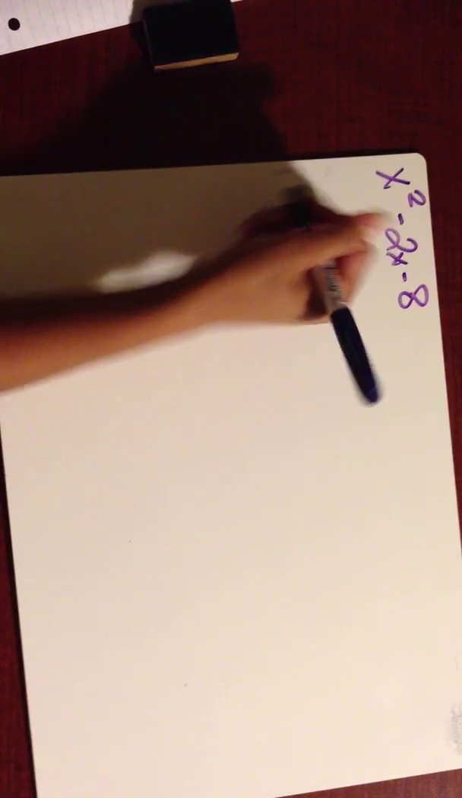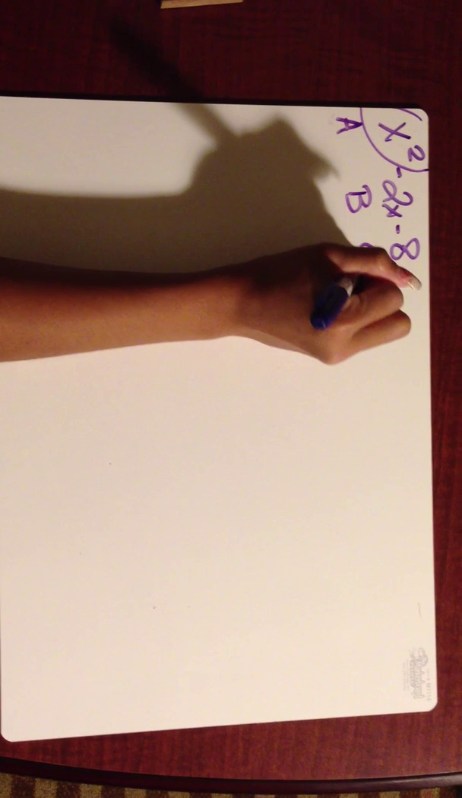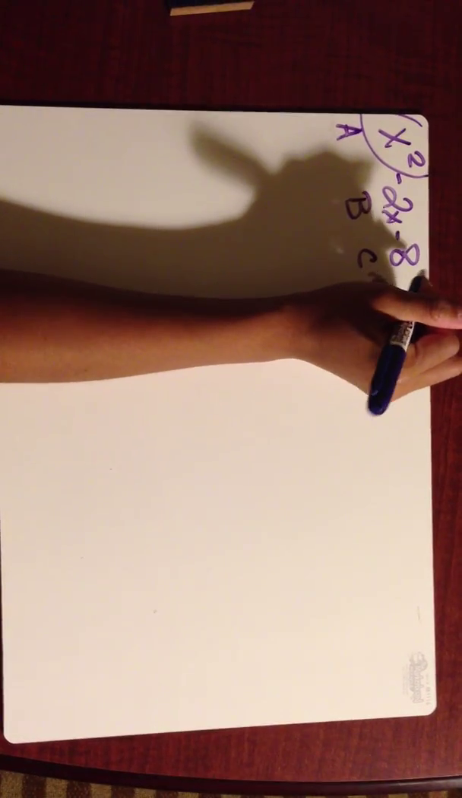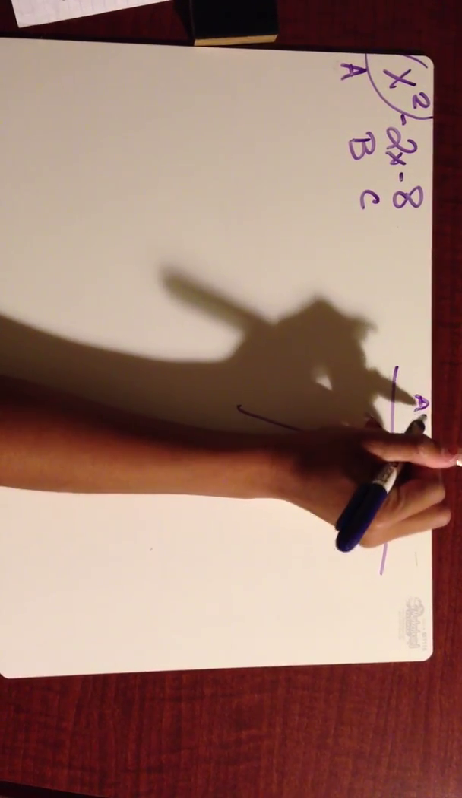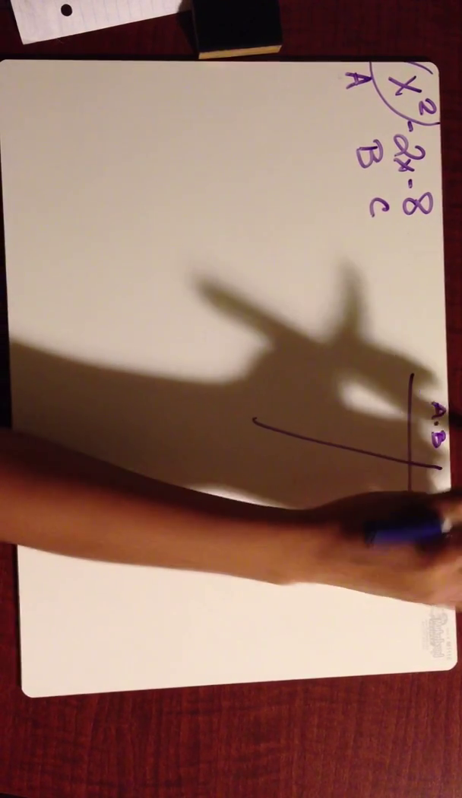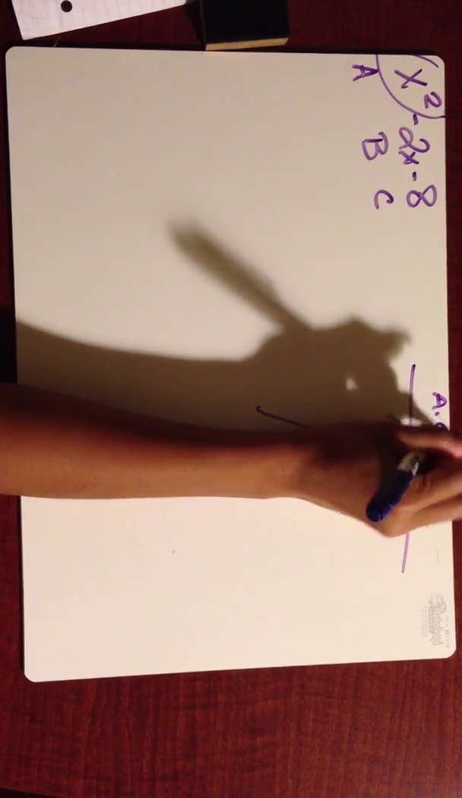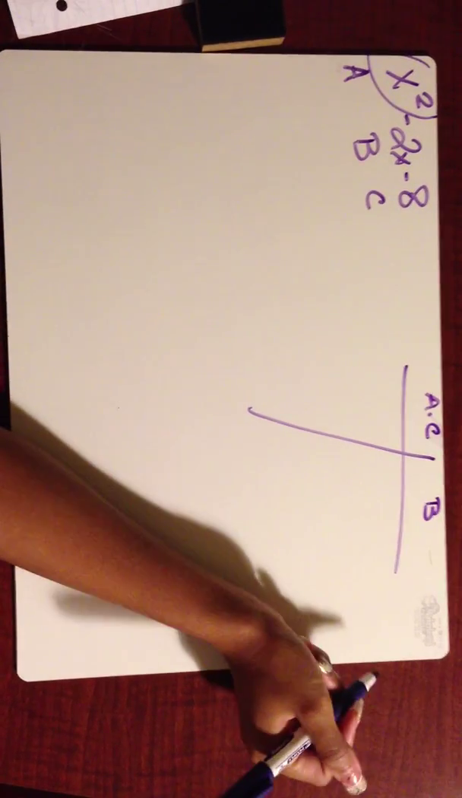So first we're going to label this A, which is just this part right here. This is B, and this is C. Alright, negative 2x is B, and negative 8 is C. So we're going to go ahead and make a t-chart. And on this side it'll just be A times C. Sorry, this side will just be B.